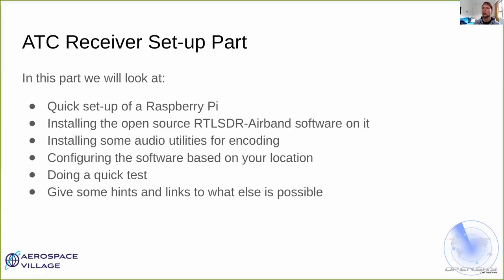Additionally, we will install some audio utilities to encode the raw output into FLAC audio format. After installing the software, I will show you how to configure the software based on your location using a configuration web page. And finally, we will test the setup if it's working. At the end, I will give you some hints on how to position your antenna and wrap up with some links and an outlook.